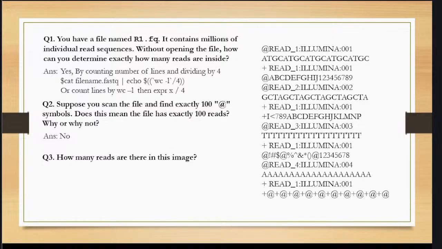If anyone is left, I will just repeat. There is an at-the-rate header, there is a sequence, a separator, and then again a quality score. So this is the first read, then again at-the-rate, sequence, plus, and the quality score. This is the second, like third and fourth. After the plus there can be nothing, but it is possible that the same header can be written after the plus also. So it's not always that the plus is not accompanied by anything.